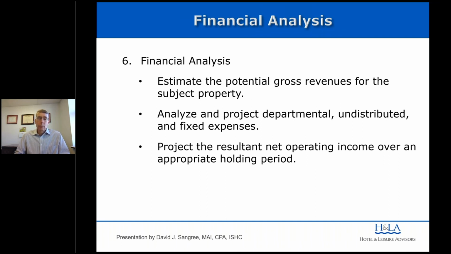Next, we'll look at the different expense departments. So there are the departmental expenses for the revenue departments I just mentioned, as well as the undistributed and fixed departments that could include administrative and general, marketing, maintenance, utilities, management fees, real estate taxes, insurance, and reserve for replacement. So after coming up with the total revenues and the total expenses, we are able to determine the net operating income. And we will calculate this for a 10-year projection period.